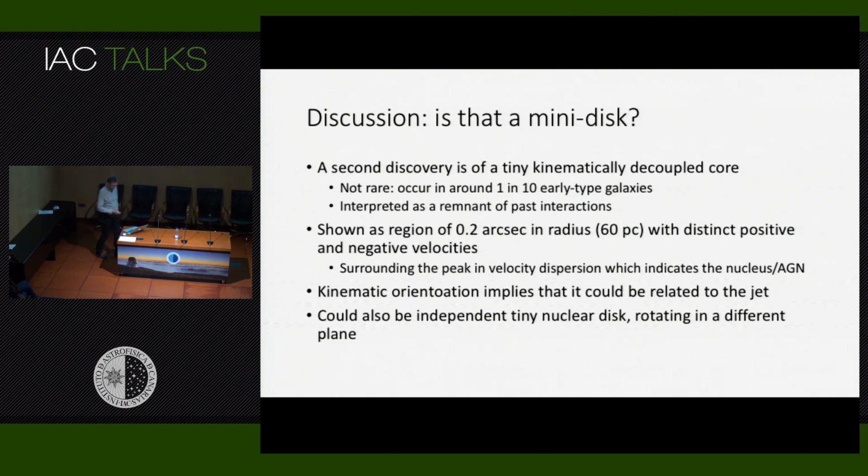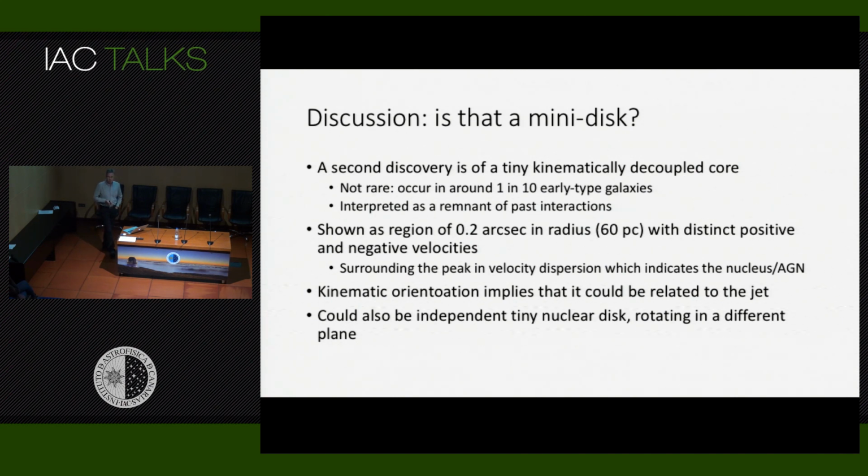The other thing was this mini disk, which is a tiny kinematically decoupled core. These are not rare as such. They occur in about 1 in 10 early type galaxies, so they're quite often seen. These kinematically decoupled cores are little regions in the center that rotate differently than the main body of the galaxy. And it's traditionally interpreted as a remnant of past interactions in a galaxy. So here we see it as a region of 0.2 arcsecond in radius, about 60 parsec, with distinct positive and negative velocities.